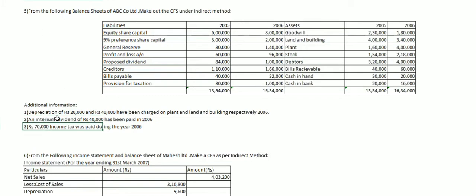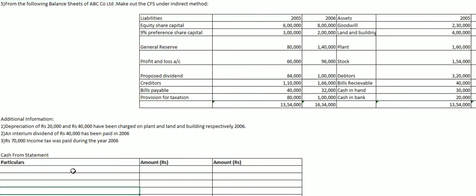Next is rupees 70,000 income tax was paid during the year. So this is also the same way how you treat your dividend. So basically you are paying out your dividend taxation, so you will minus. So you'll basically prepare a ledger account and see, because you have provision for taxation account. So you'll prepare a ledger account and see what needs to be added and what needs to be minus respectively.